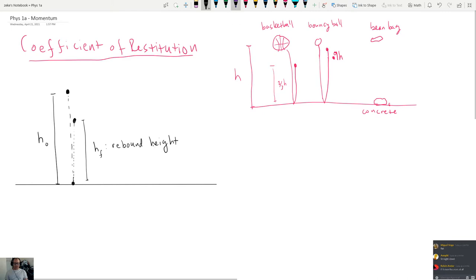Now, in order to analyze what's happening here, we can say that this object starts from rest and goes and hits the ground. Right before it hits the ground, it's going to be moving downwards with some velocity. We're going to call this velocity v1, the velocity right before it hits the ground.